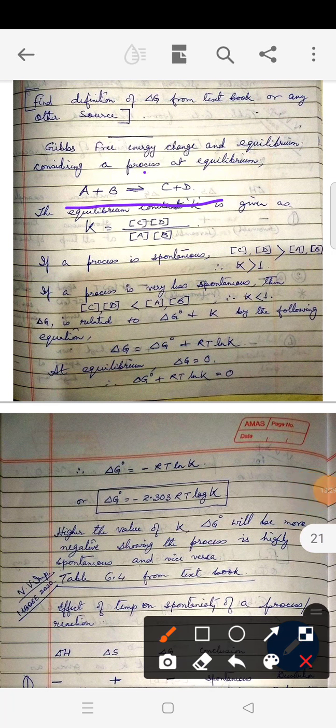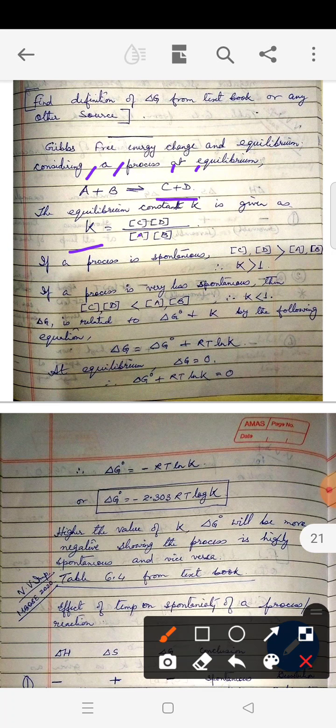This reversible sign means the system has attained equilibrium. That means as much amount of A plus B giving you C plus D, after a certain period of time when the system attains equilibrium, C plus D will give you back A plus B. Now this equilibrium can be expressed in the form of an equilibrium constant by applying a law called law of mass action, which we will be doing in the chapter equilibrium.